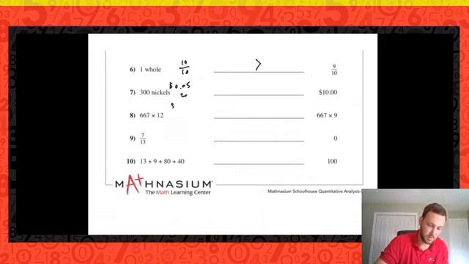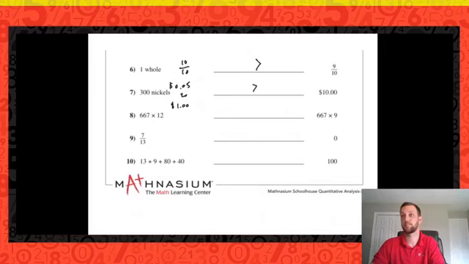I know that 20 nickels give me $1. How many 20s are in 300? Yeah, very good. It would be 15. So it's greater. 300 nickels is greater. All right. Number 8.